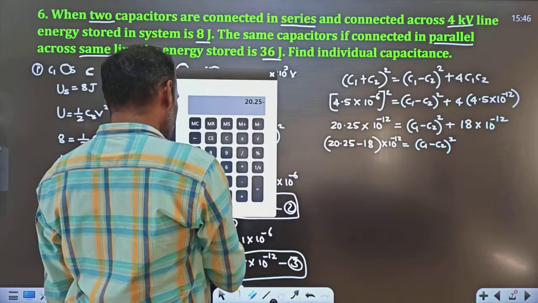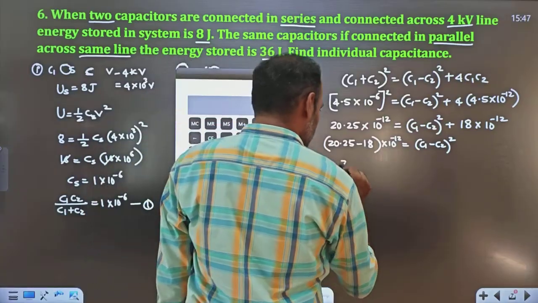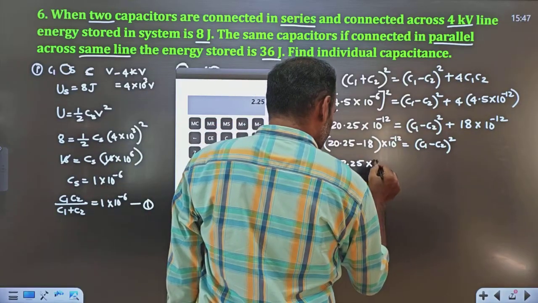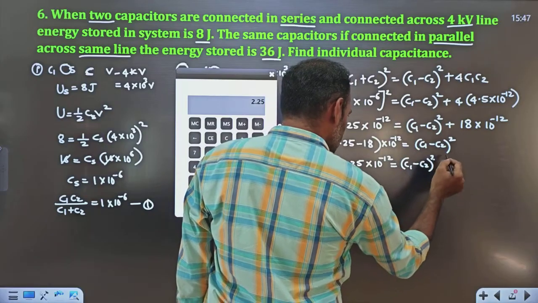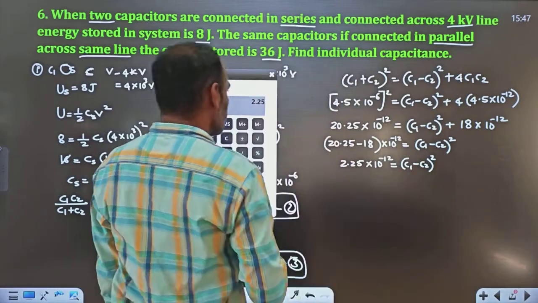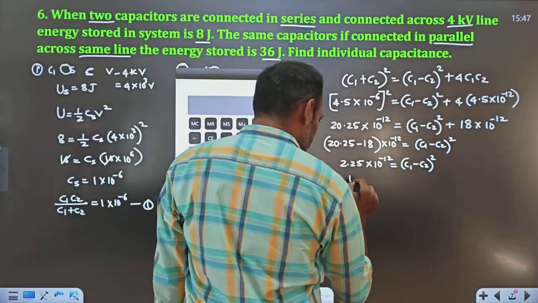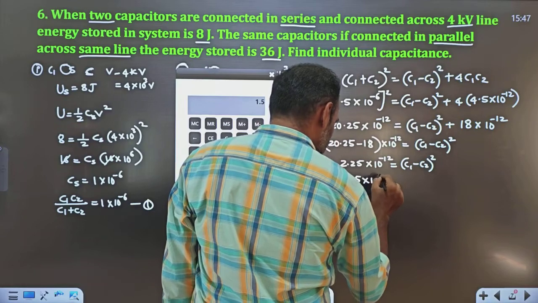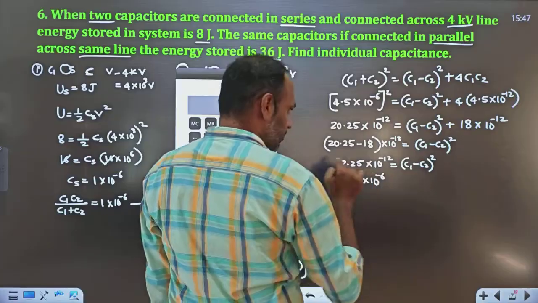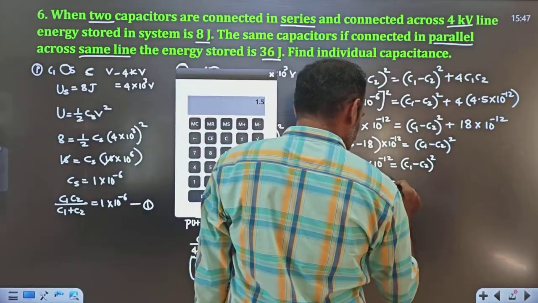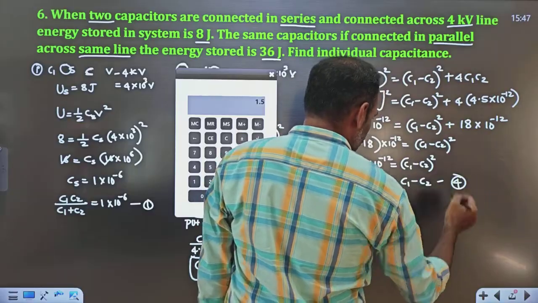20.25 minus 18 will be 2.25. So this is 2.25 into 10 to the power minus 12. So I will get (C1 minus C2) whole square is equal to this much. Taking square roots on both sides, the square root of 2.25 is 1.5. The square root of 10 to the power minus 12 will be 10 to the power minus 6, since minus 12 divided by 2 is minus 6. And this will be C1 minus C2 equal to 1.5 into 10 to the power minus 6, correct? Let this be equation number 4.